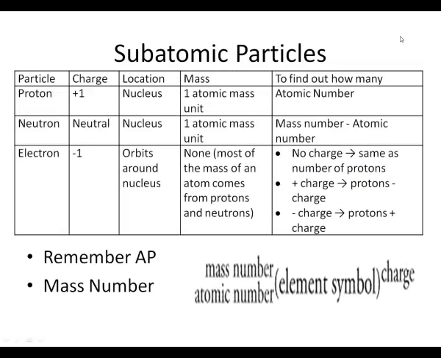Okay, so this table is very important because it summarizes all of the facts about the subatomic particles. There are three subatomic particles that we learned about: the proton, neutron, and electron. So the proton starts with a P. That's going to have a positive charge, also starts with a P. The neutron is neutral, and the electron is negative.